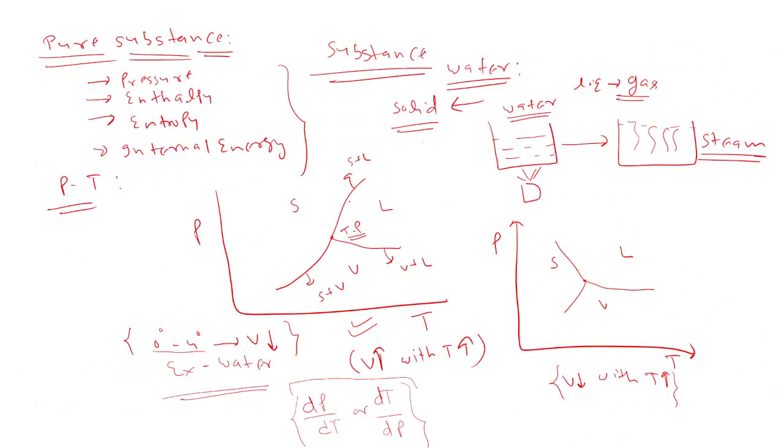What does this line show? This line shows the equilibrium of solid plus liquid. And this line shows the equilibrium of the vapor and liquid. Correct? Suppose 1, 2, and 3. The third line shows the equilibrium of the solid plus vapor. But this point shows the equilibrium of all three: solid, vapor and liquid.